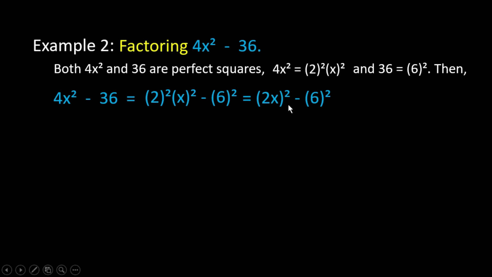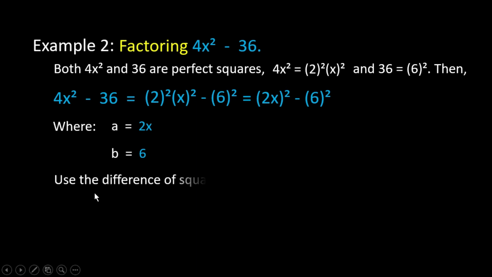Bakit kamo? Bakit natin sinulat ng ganito? Sinulat natin ng ganito para makuha natin yung value ng a at saka b. So ano na ngayon yung value ng a at saka b? Yung value ng a is equals to 2x. Ito na siya guys. Ito yung value ng a. Ang value naman ng b ay 6. Ito siya guys. 6. Okay? Then, nakuha na natin yung value ng a at saka b.